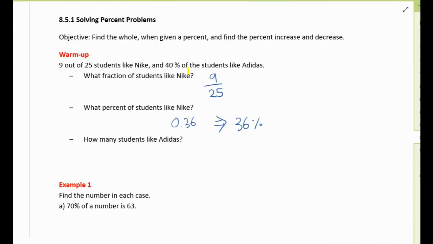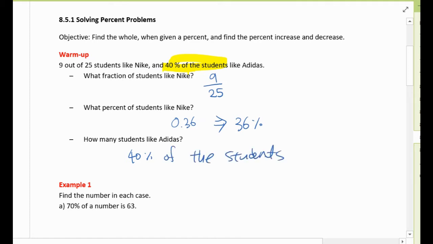And the question asks you to find how many students like Adidas. Everyone, in total, how many students are there? 25 students. It says 40% of the students. So 40% of the students, and we know the number of students is 25. Okay? So let's calculate it.